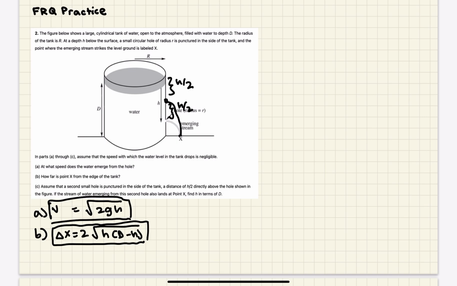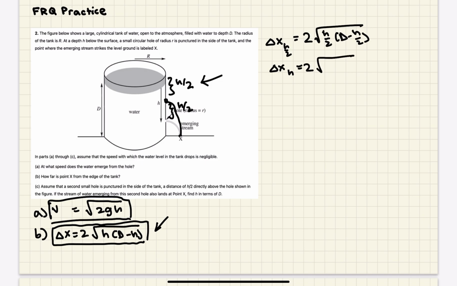We know delta x has to be the same. This is just a general equation because we didn't plug in any numbers. We just plugged in h. So we can just replace h with h over 2 since that's the distance from the surface. So let's plug that in. I'm just going to write delta x sub h over 2 to say that this is the h over 2 displacement. And that's equal to 2 times the square root of h over 2 times (d minus h over 2). D is constant. Delta x sub h is equal to 2 root h times (d minus h). And we know these are equal because that's what it tells us.